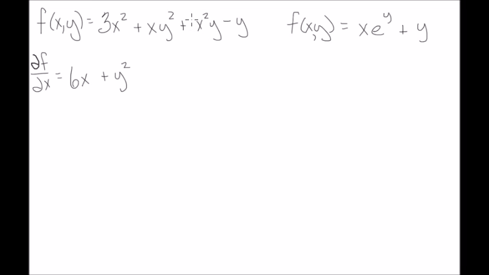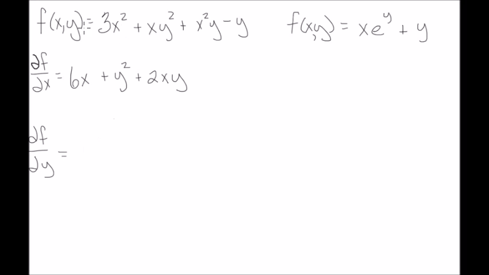I take this next term. I am treating the y as a constant, so I just worry about taking the derivative with respect to x. I get 2x, and my constant sticks around. I have 2xy. And then the derivative of this last term, y, is 0 because we're treating the y as a constant.